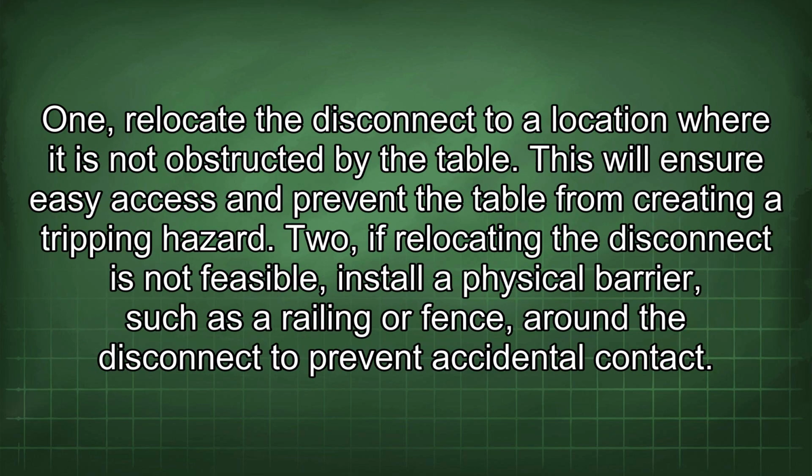1. Relocate the disconnect to a location where it is not obstructed by the table. This will ensure easy access and prevent the table from creating a tripping hazard. 2. If relocating the disconnect is not feasible, install a physical barrier, such as a railing or fence, around the disconnect to prevent accidental contact.